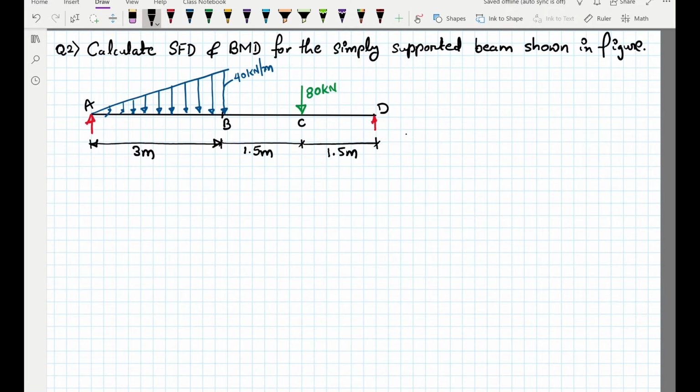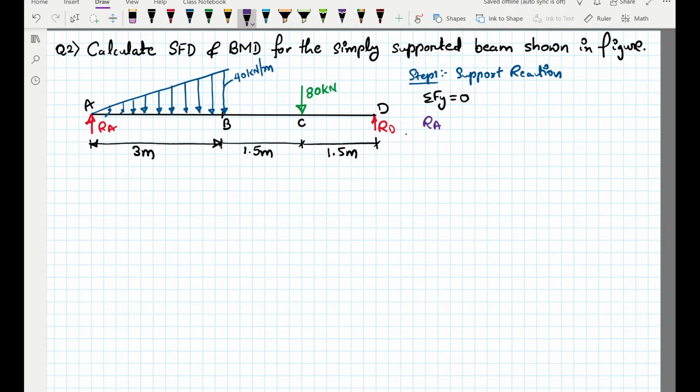The first step, we have to calculate the support reactions. So I will take step number 1. I am going to calculate the support reactions for this particular system. So we are going to take the equilibrium conditions. I will take summation of vertical forces equal to 0. For that, the reaction at A I will take as RA, and the reaction at D I will take as RD. So RA is acting upward.